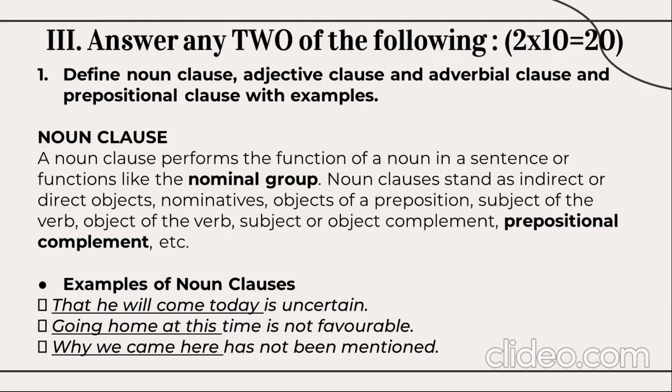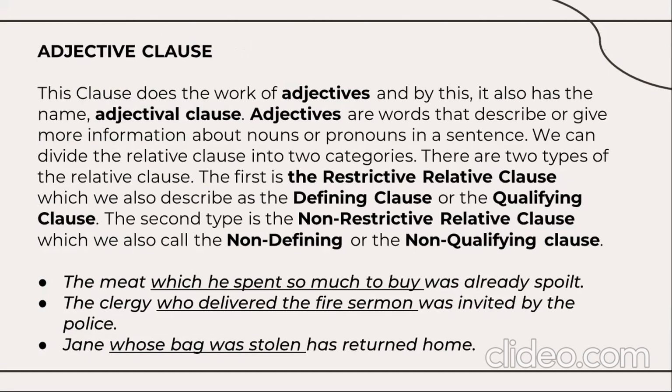Examples. You should give examples in the examination. That he will come today is uncertain. So the noun clause is here, that he will come today. Going home at this time is not favorable. So where is the noun clause? Going home at this time. Why we came here has not been mentioned. So the noun clause is here. Why we came here.